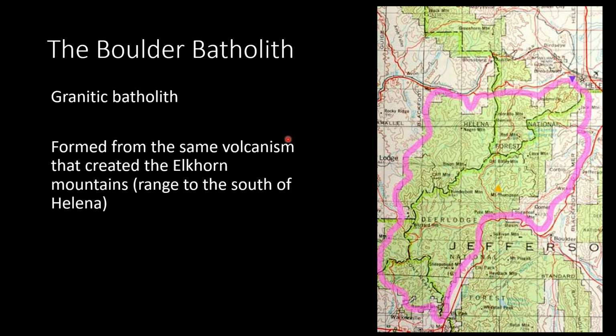So the Boulder Batholith formed from the same volcanism that made the Elkhorn Mountains, which is if you just go outside and look to the south, towards Montana City and Clancy, the mountains in that direction are the Elkhorns, and they're all volcanic mountains.